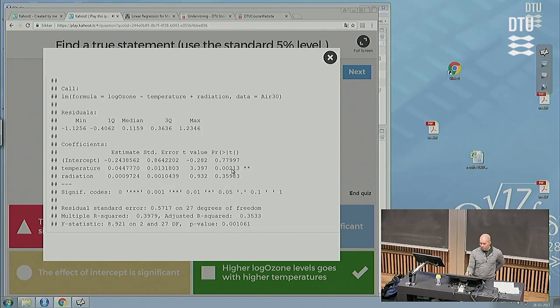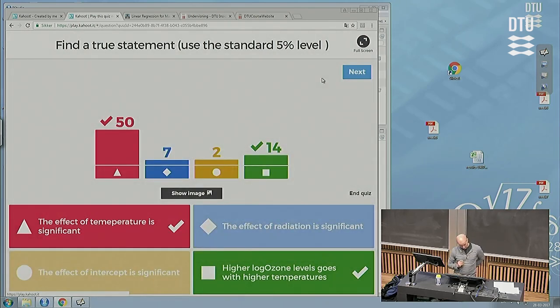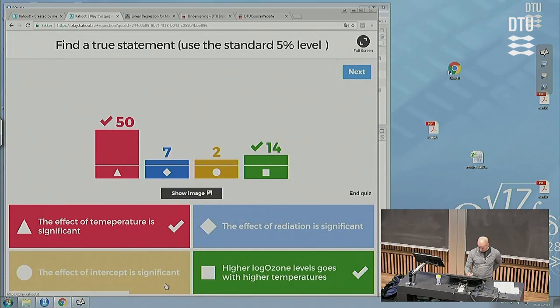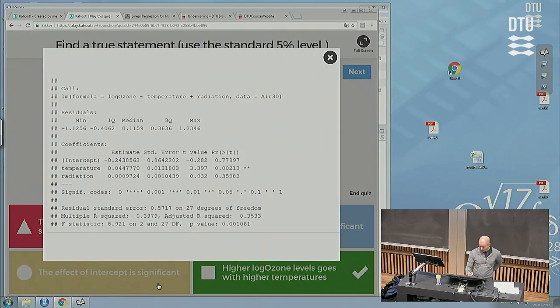Temperature has a small p-value. We even get a help with the double star here. And it's a positive relation, right? So that's why both the red and the green are correct statements here. And the other one, radiation, was not significant. And the intercept, not significant, and that's not really interesting either.